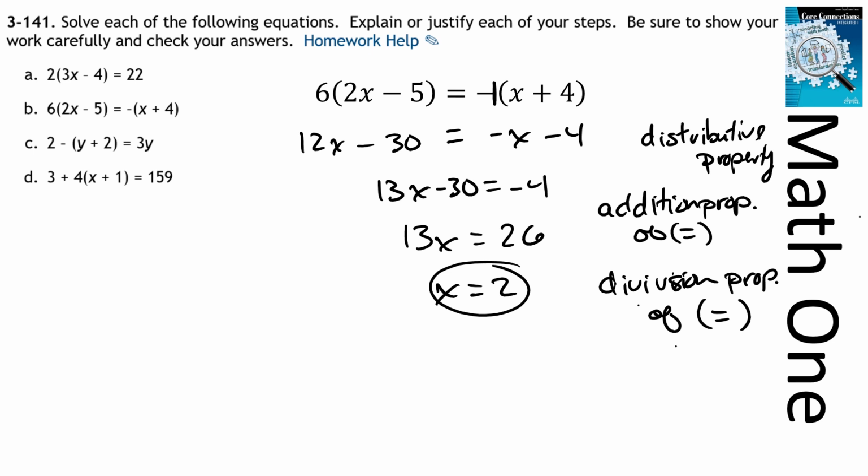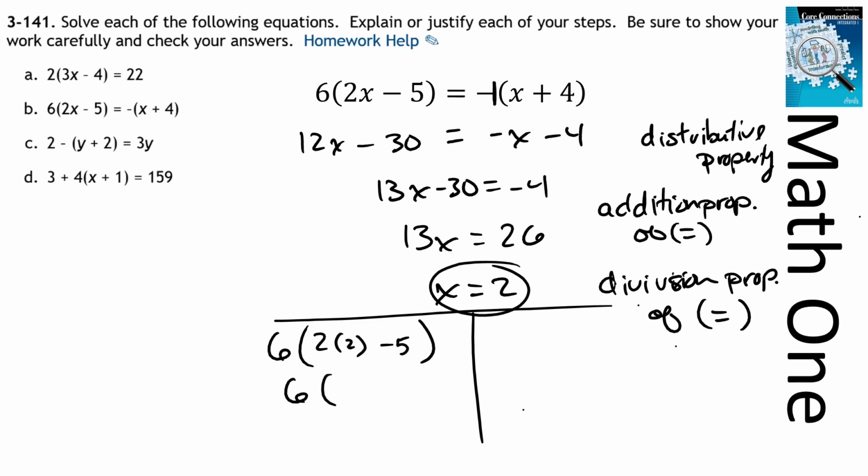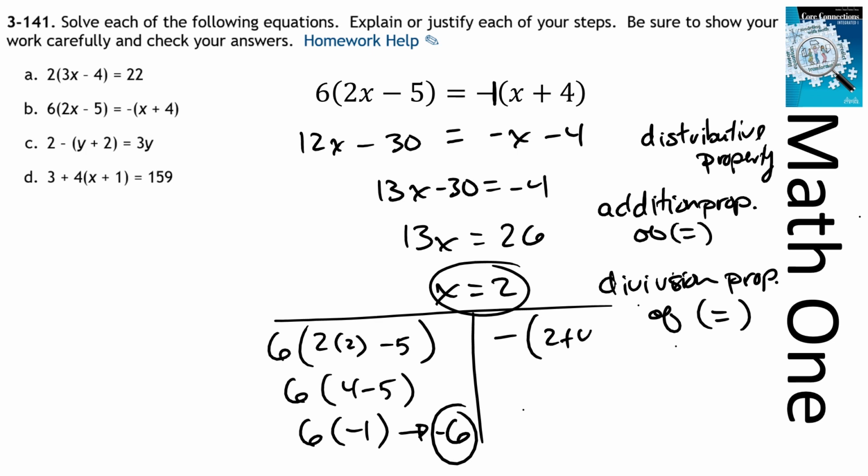Okay, so if I was to check this then, I've got two sides of this equation. Over on the left-hand side, I have 6 times the quantity of 2 times 2 minus 5, which looks like 6 times 4 minus 5, or 6 times negative 1, which is negative 6 on this side. And over on the other side, I have the opposite of 2 plus 4. 2 plus 4 is 6, so I have the opposite of 6. So in both cases, I've got negative 6. So 2 is the value that makes this absolutely true. When I plug 2 into the equation, both sides become negative 6.